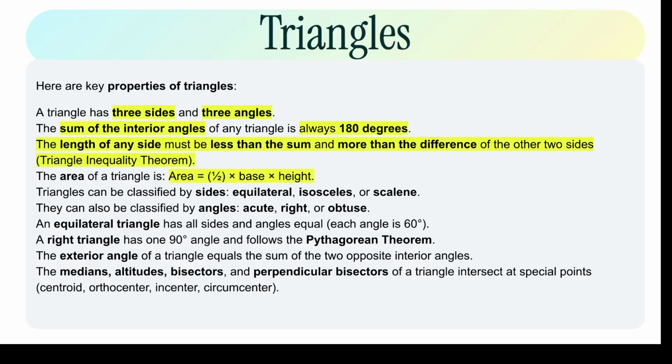So let's start by looking at the most important properties of triangles. A triangle has three sides and three angles. The sum of the interior angles of any triangle is always 180 degrees. The length of any side must be less than the sum and more than the difference of the other two sides, the triangle inequality theorem. The area of a triangle is the base times the height divided by 2. Triangles can be classified by sides, such as equilateral, isosceles, or scalene.